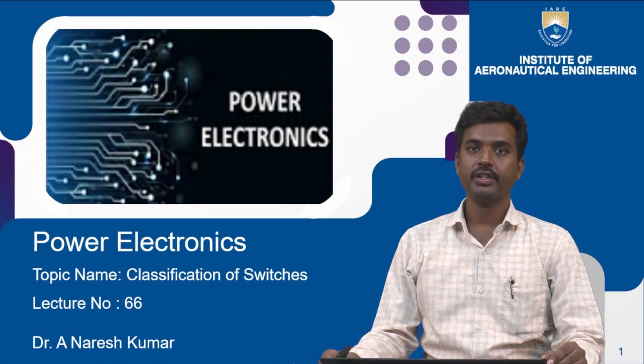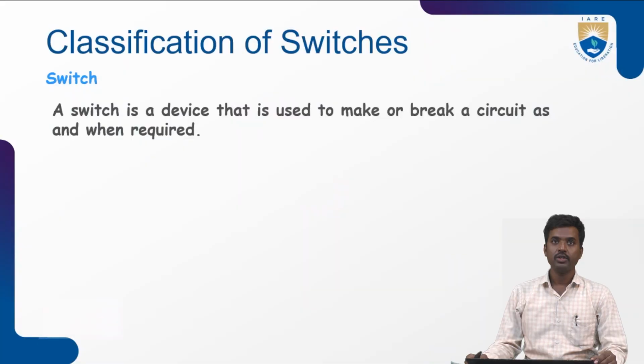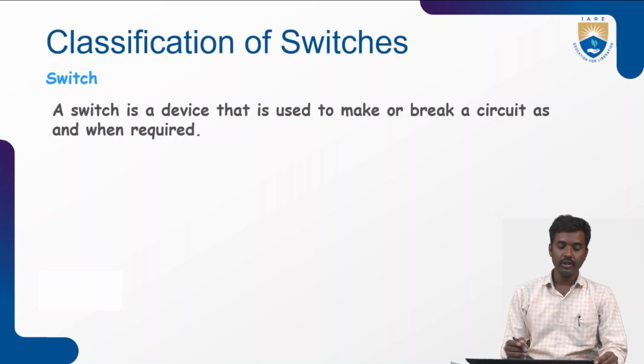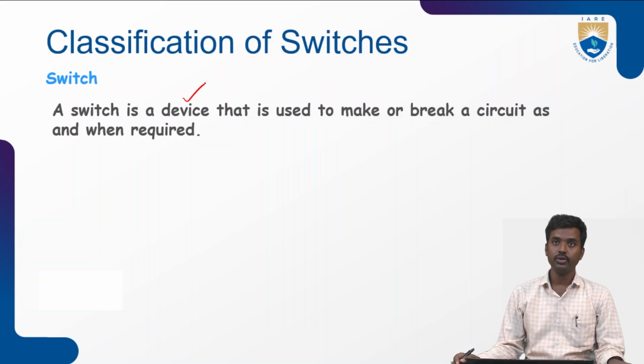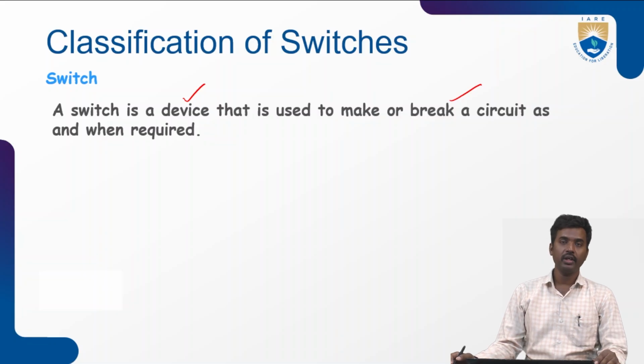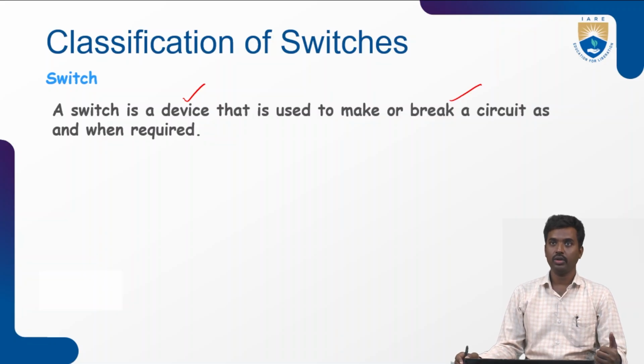Today we are going to have a discussion on classification of switches in the power electronics subject. So first, what do you mean by switch? A switch can make or break the circuit. By definition, a switch is a device that is used to make the circuit or break the circuit as and when required. If you want to make the circuit or break the circuit, in that situation we will use a switch device.